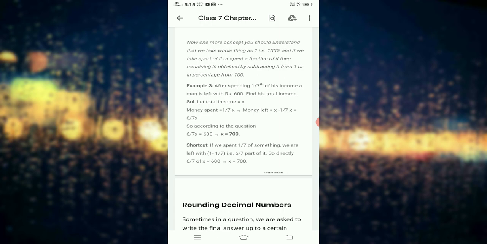We have to understand what is the shortcut for this type of question. Well, student, if we spend 1 upon 7 of something, we are left with 1 minus 1 upon 7, that is 6 upon 7 part of it. So directly, 6 upon 7 of x is equal to 600, which gives x equal to 700.